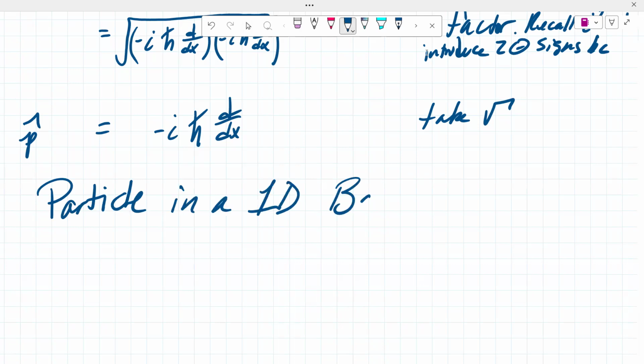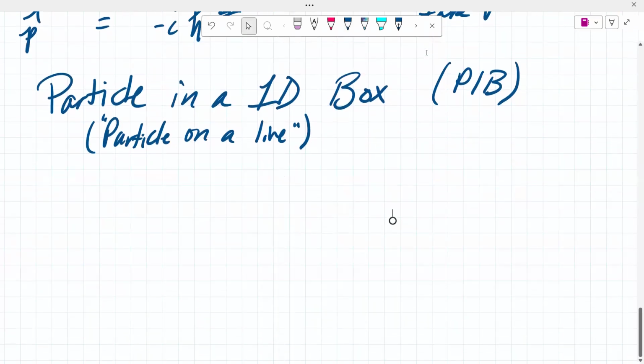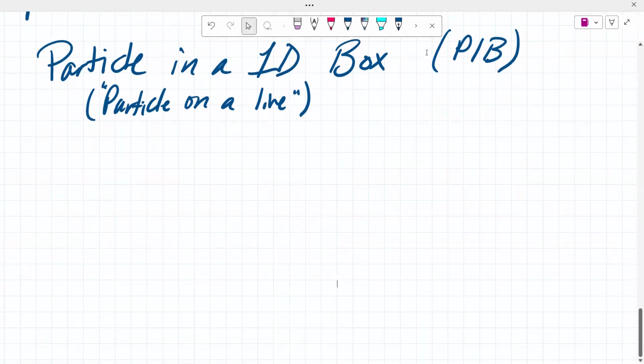1D box, otherwise known as PIB. Now, the thing about the particle in a box is that in one dimension, it's actually particle on a line, because it's only 1D. So there's only certain places where it can go. Let's draw a picture to understand what the setup is really like here.